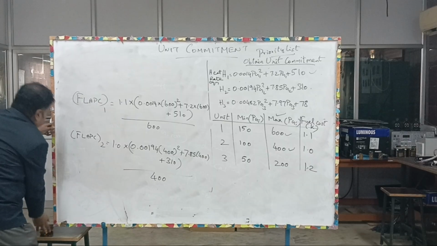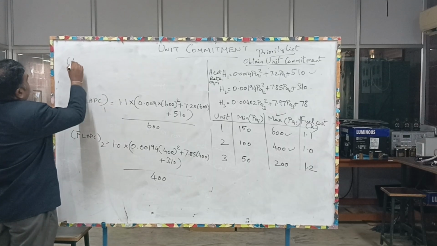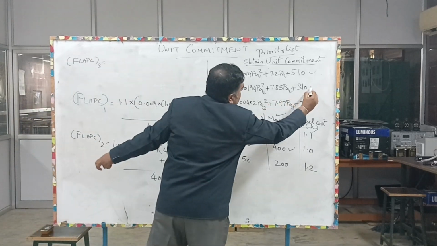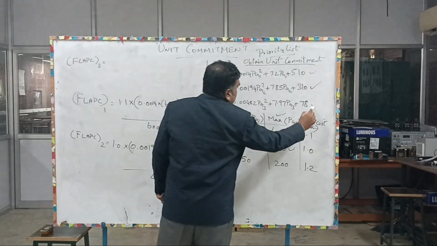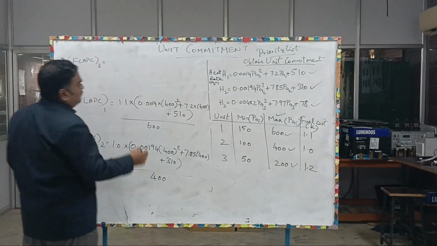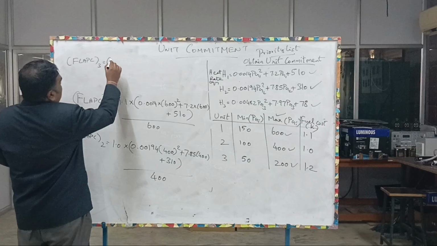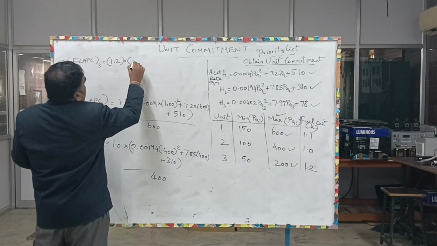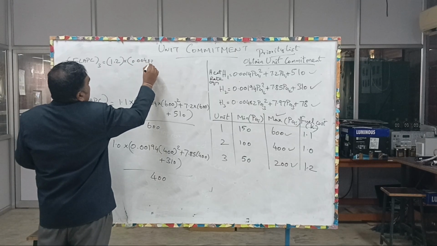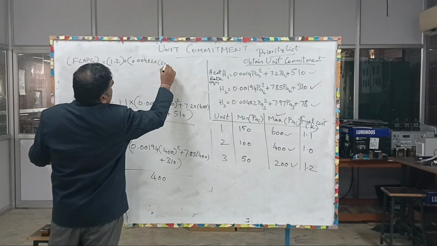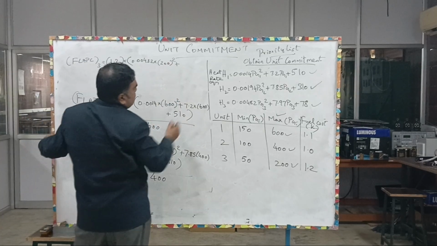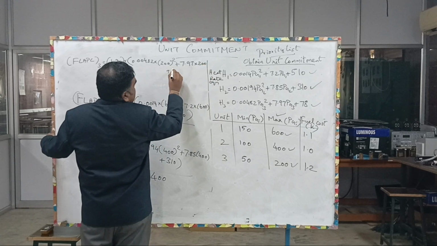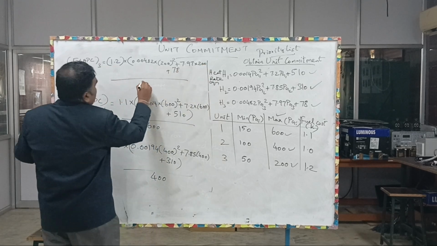Likewise for the FLAPC of the third unit, now the second unit's generation is over. Now for the third unit with the third maximum. So you will get FLAPC: fuel cost is 1.2 into 0.00482 into what is Pg3 max? It will be 200 squared plus 7.97 into 200 plus 78, the whole divided by 200.